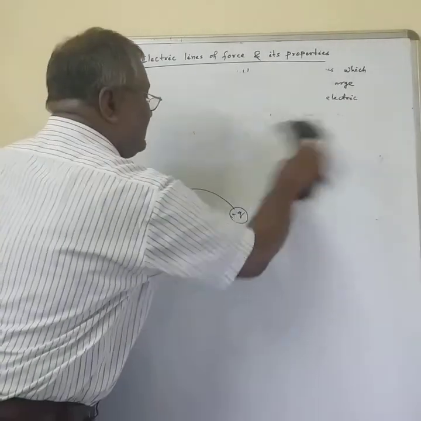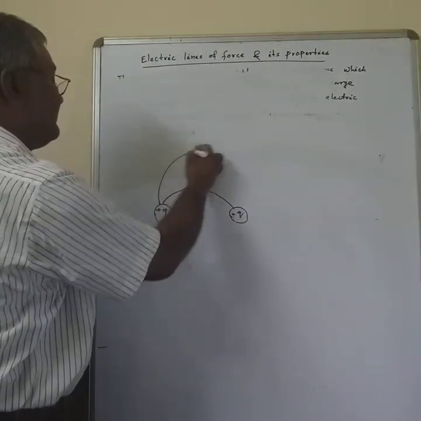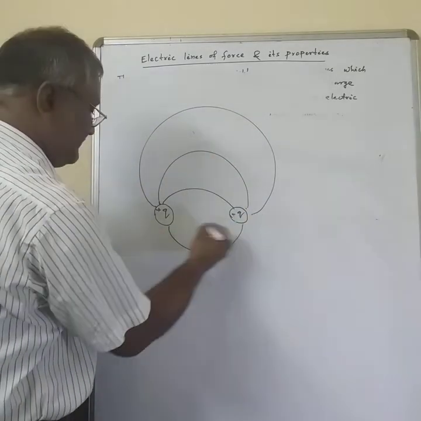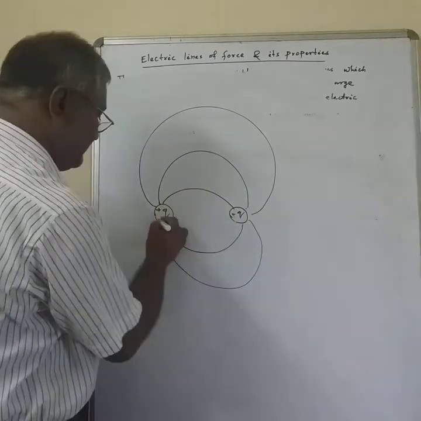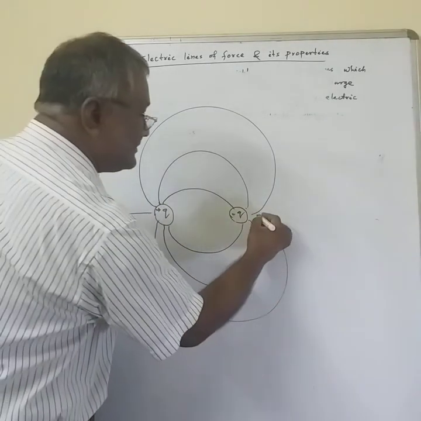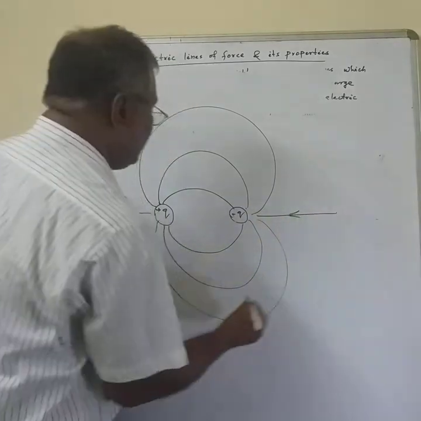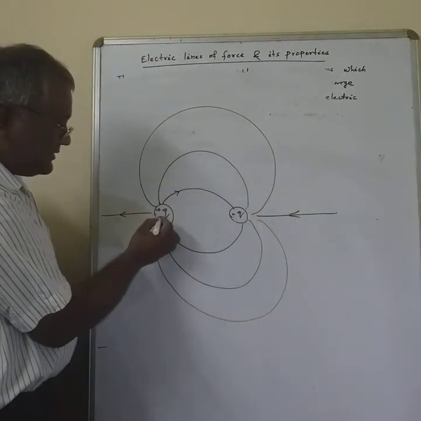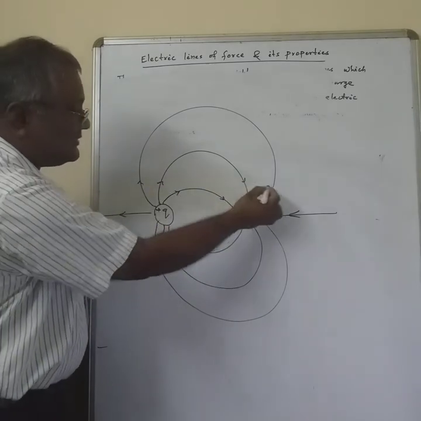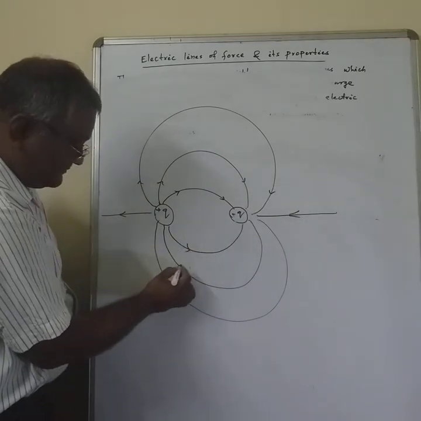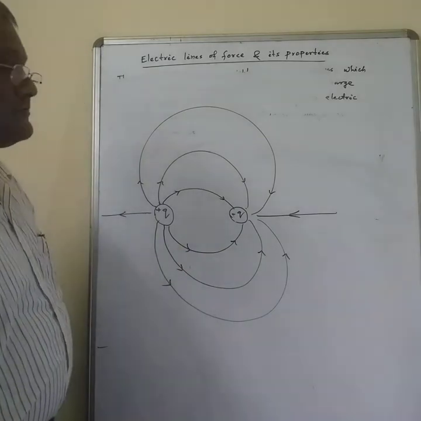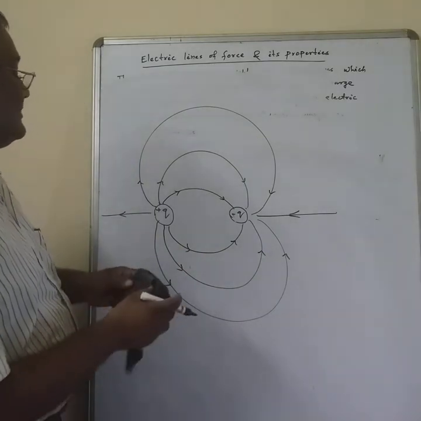How will it be drawn? Just see. This is positive, away; this is negative, towards. And the direction of the electric field is always away from the positive charge and towards the negative charge. This is due to plus and minus Q charges.